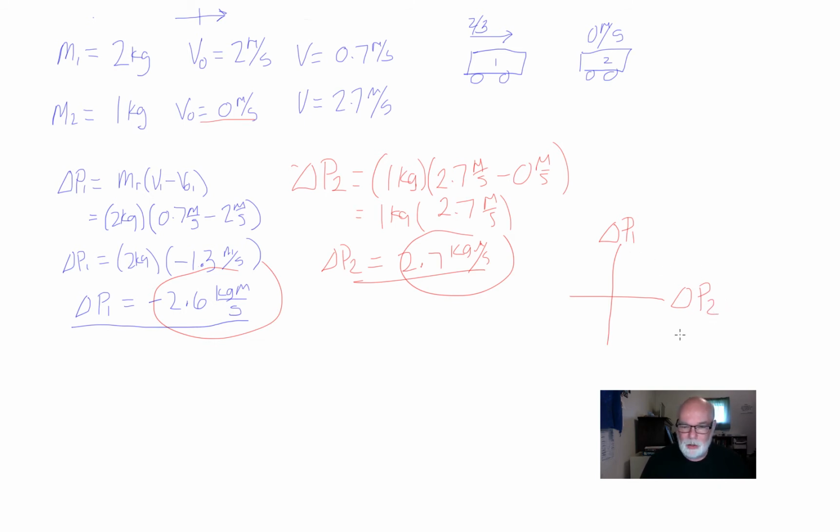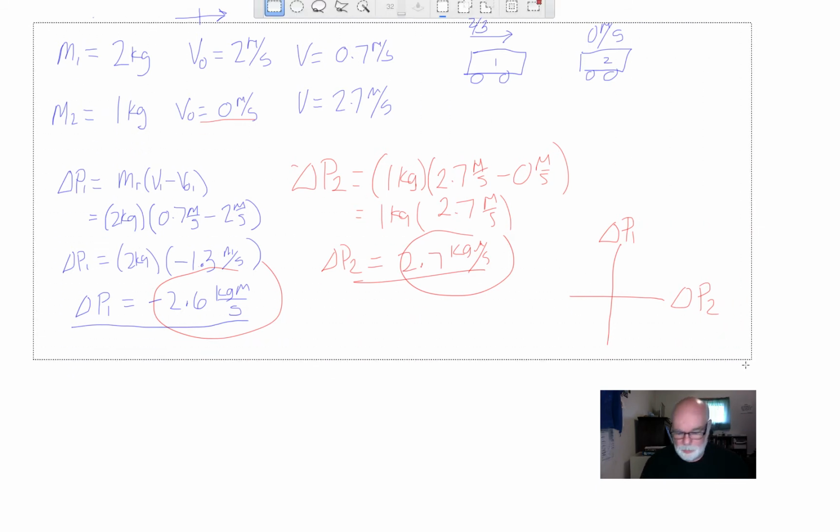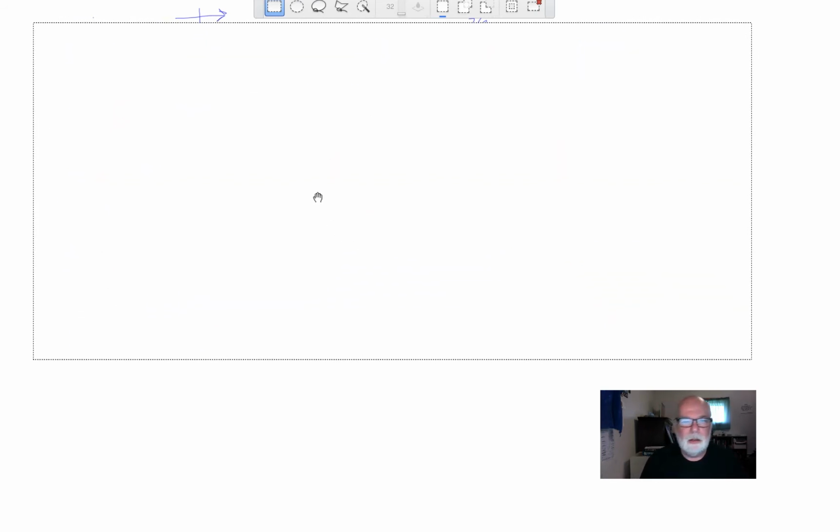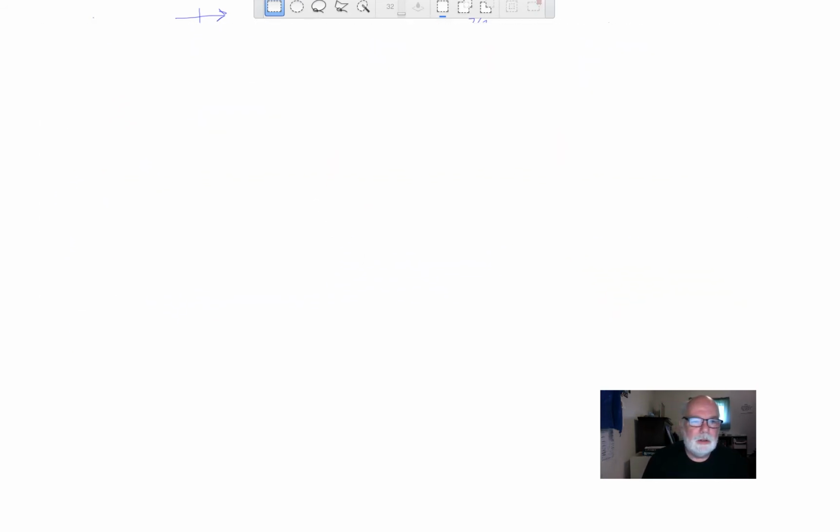But that's what we want to graph. And so you have to go through this process for all of the data points. So get rid of that, and we'll go back to the pen, see what we can write with that.